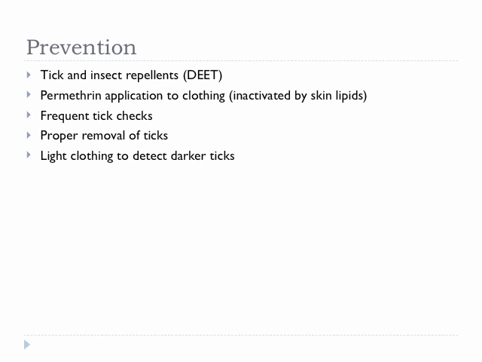So, prevention of tick illnesses. It's important to know the endemic rates of Lyme disease or any tick diseases in your area. Use tick and insect repellents, use permethrin that you can apply to the clothes and not to the skin, and do frequent tick checks if you're going camping with friends or family, checking if people have ticks on them. Proper removal of ticks: you don't burn the ticks because they could regurgitate into the blood and release the spirochete. Remove them just with tweezers and pull straight off. And wear light clothing to detect darker ticks.